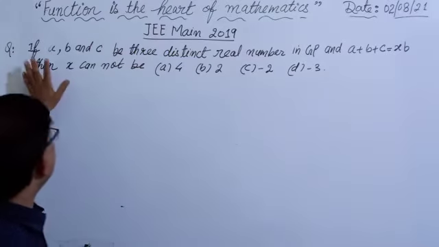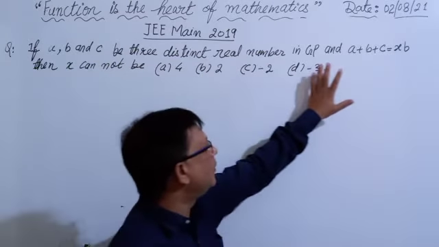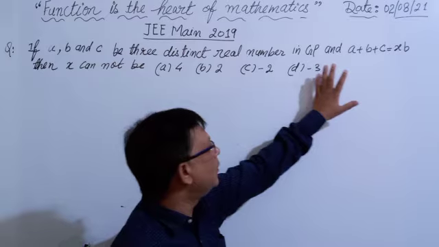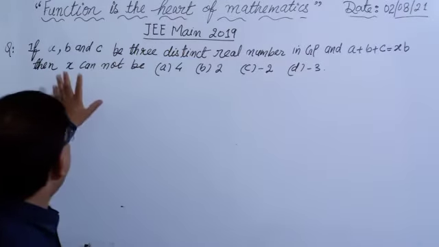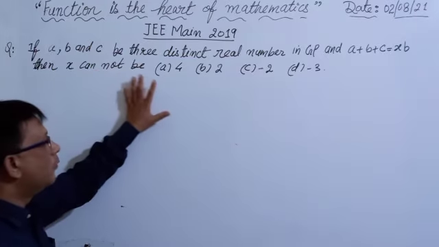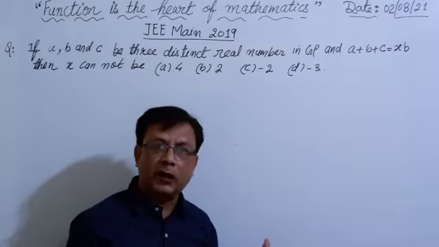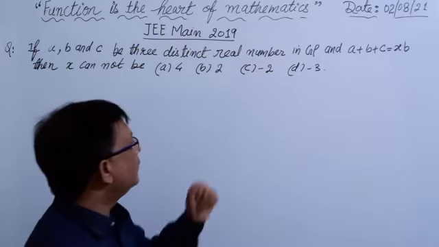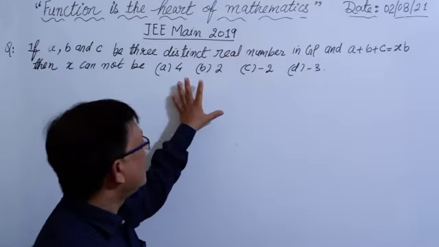The question is: if A, B, C are three distinct real numbers in GP, and A plus B plus C is equal to XB, then X cannot be. Four options are given. We are going to find the range of X, and decide whether our value lies in this interval or not.